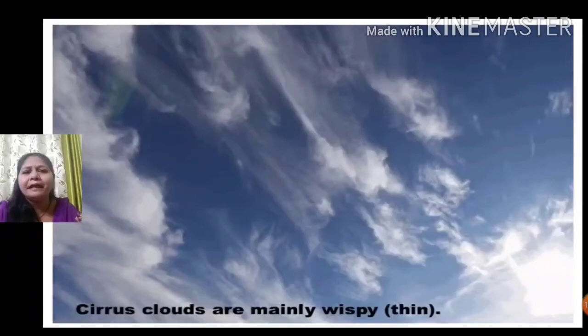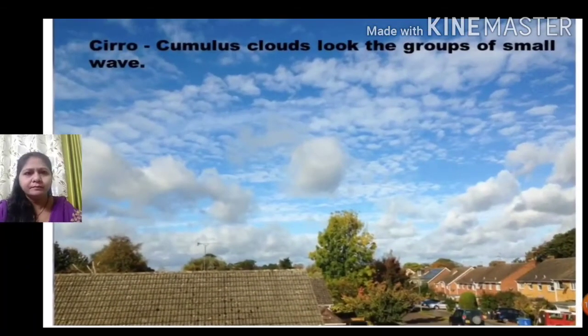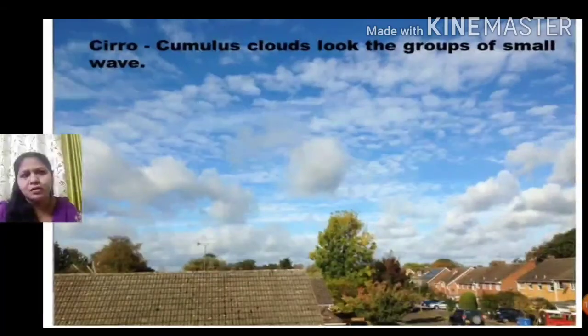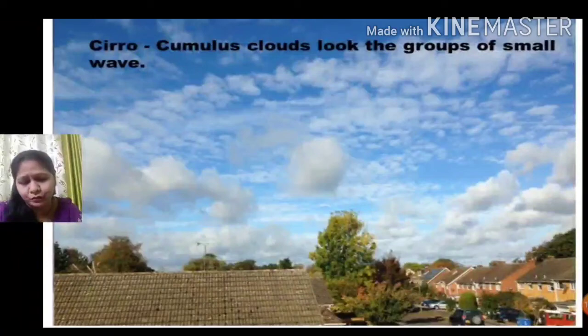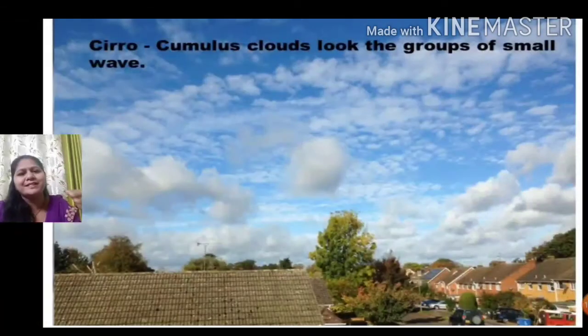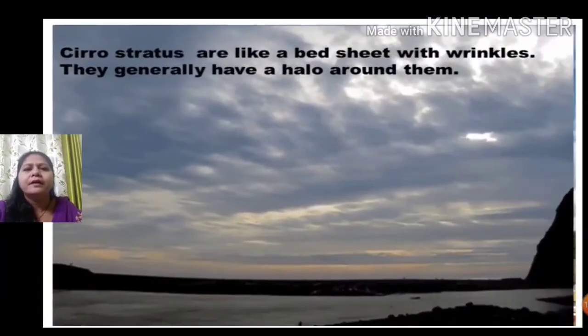Okay, they are mainly wispy. Wispy, यानी thin, पतले होते हैं ये clouds. Got it? Then Cirrocumulus. Cirrocumulus clouds. They look like a group of small waves. अब देख सकते हो इमेज कैसा लगता है, वो waves के जैसे दिखते हैं, ऐसे ग्रुप लगता है of waves. Got it? Then the Cirrostratus are like a bed sheet.